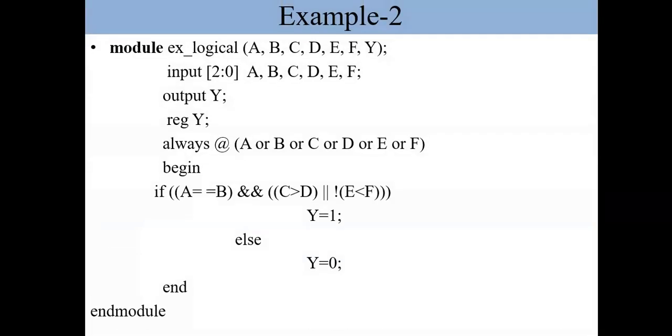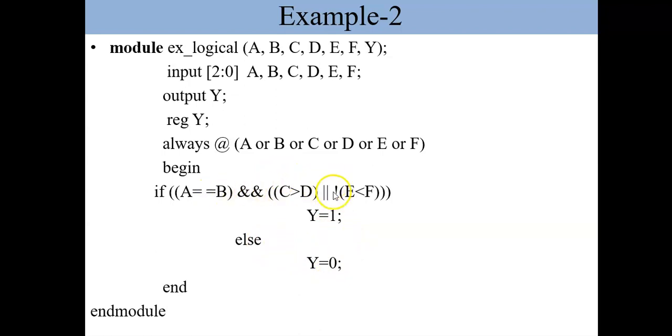In order to give further clarity, I have taken one example through a program also. Module example logical, A, B, C, D, E, F, Y, where A, B, C, D are the inputs, vectors of 3 bit, and Y is the output. Y is defined as a register, always at whenever these values change. If A is equal to B and C greater than D or not of E less than F, make this as 1. Else make this as 0. That is, assign 0 to Y.